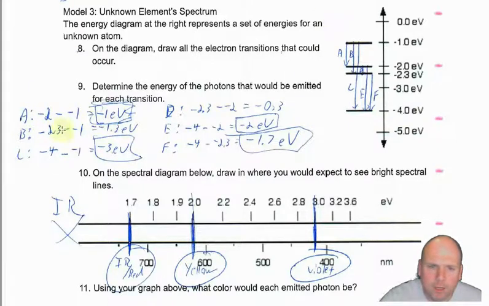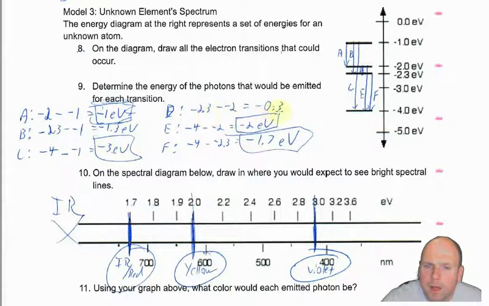A, we kind of did all the math out. So A is negative 2, final minus initial, right? Negative 2 minus where it started, negative 1. Negative 2 minus negative 1 gives me a negative 1 electron volt. So A is a negative 1 electron volt difference. That would be the energy of A, the first drop. B, negative 2.3 minus negative 1 is a negative 1.3 electron volt. C would be negative 3 electron volts. That's negative 4 minus the negative 1.